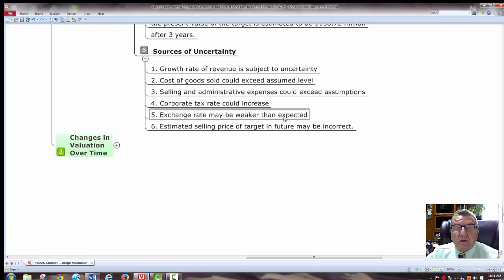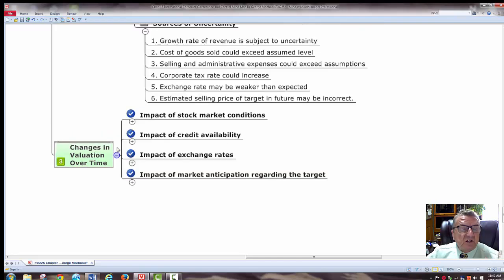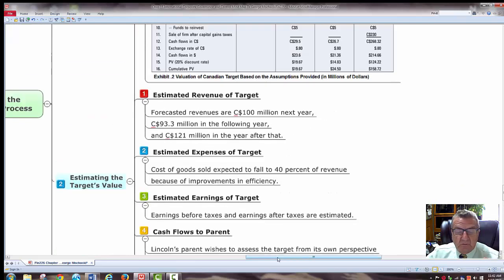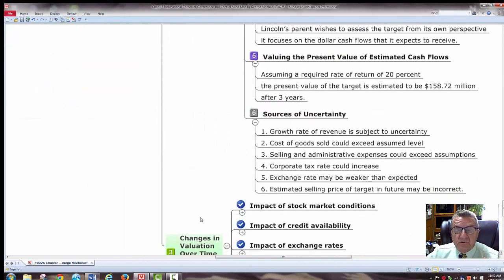Exchange rate may be weaker than expected. Estimated selling price at the target in the future may be incorrect. So here's my selling price of the goods I'm selling. I could miss it, but I'm making a lot of assumptions. There's always a risk factor in there. Okay, changes in valuation over time. So this is, remember, we're looking at this one here. This is an example of a valuation process.